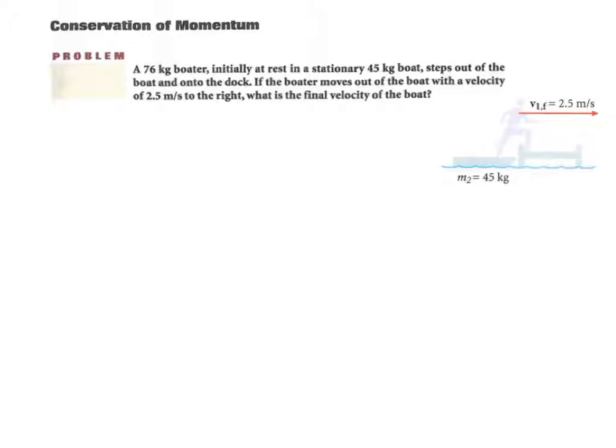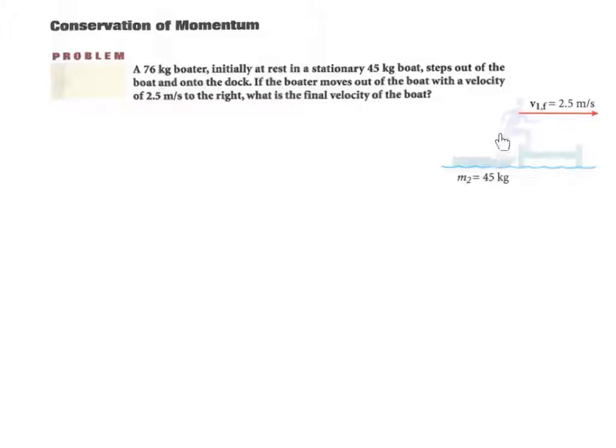Here we have a boater that's stepping off a boat. This is a common thing if you spend time on the lake in the summer. When you step off the boat to the right, the boat is forced to go backwards. Why does the boat go backwards? Well, it's conservation of momentum.